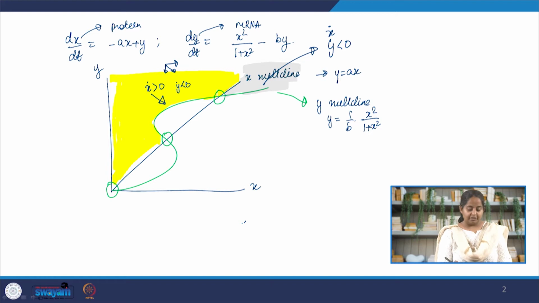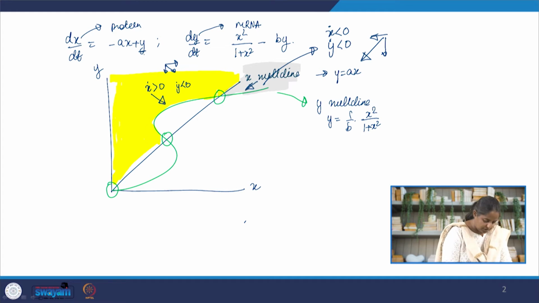We are below the x nullcline, which means that the value of y is less than what it needs to be for dx/dt to be equal to 0. So dx/dt is going to be negative, because y is less than what it needs to be for minus ax plus y to be 0. So dx/dt is also reducing. Looking at the direction of the flow, x is moving in the negative direction because dx/dt is negative. y is also reducing, so it's moving downward because dy/dt is negative. So the net movement is in this direction.